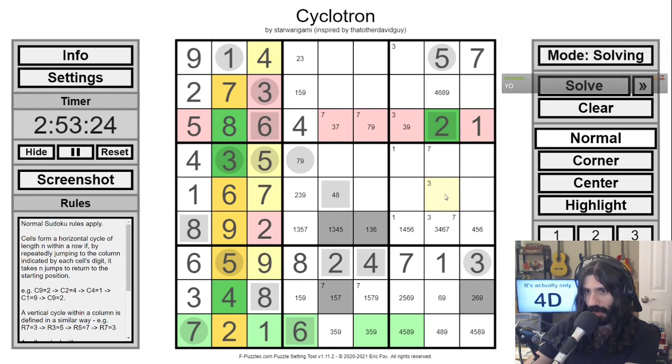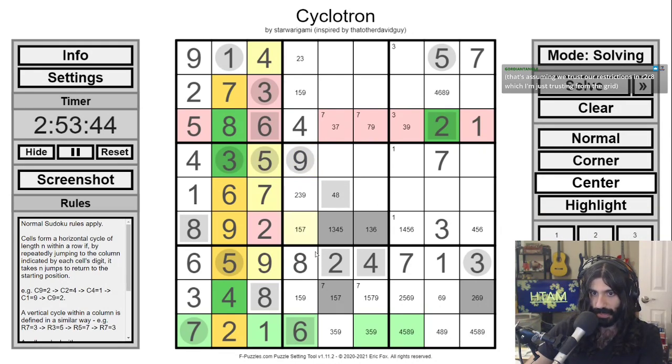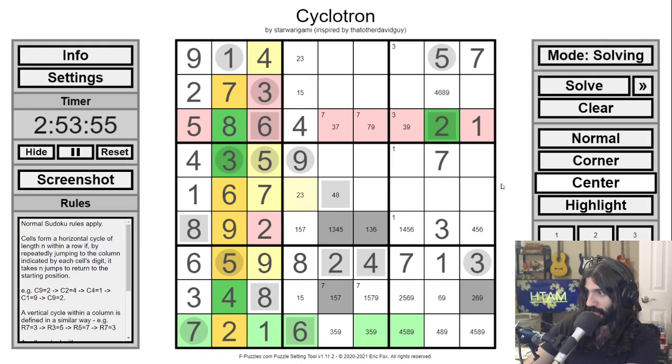Okay, everybody calm down. This can't be a 3. So this has to be a 3, which means this has to be a 7, which means that this has to be a 9, which means that this can't be a 3 as well. Holy. So this can't be a 9, this can't be a 9, and this can't be a 9. That's assuming we trust our restrictions. We have to. There's no other way we can move forward.